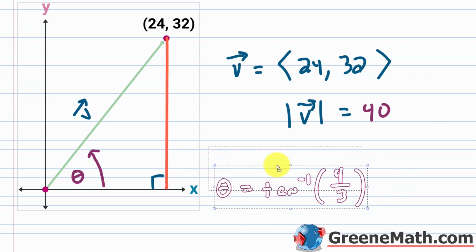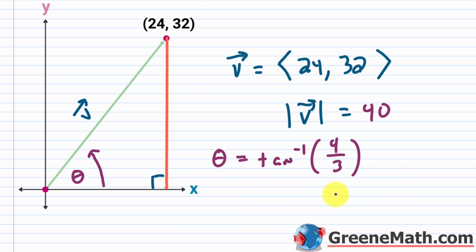And let's move this up here. I'm just going to key this into my calculator, and I get about 53.13 degrees. So let's say this is about 53.13 degrees. So this would be my magnitude for my vector v. It's going to be 40. And then my direction angle theta is going to be about 53.13 degrees.